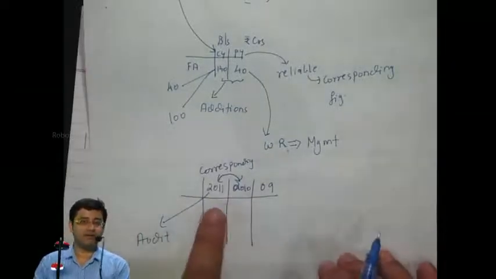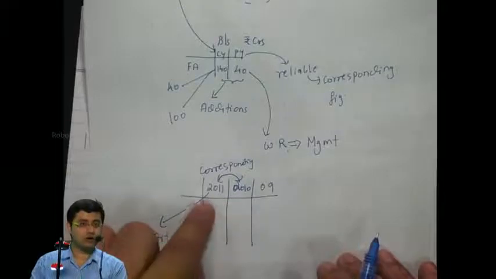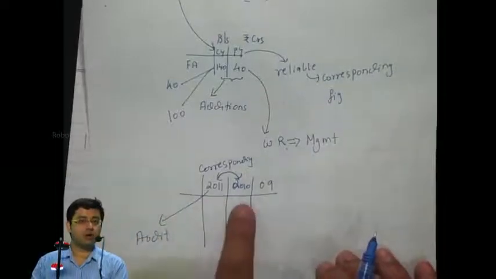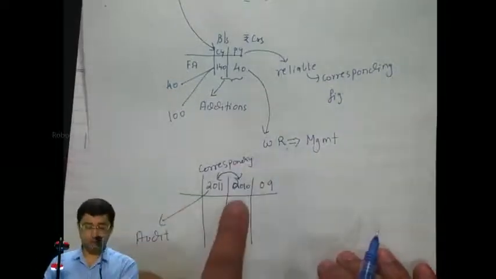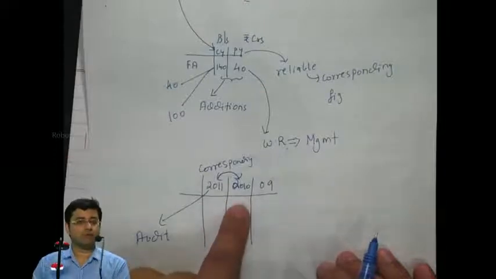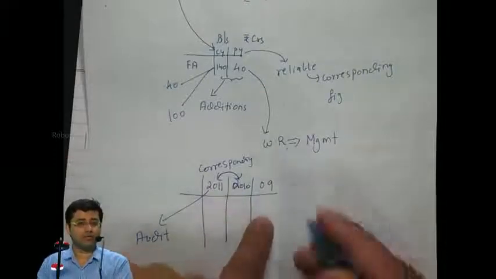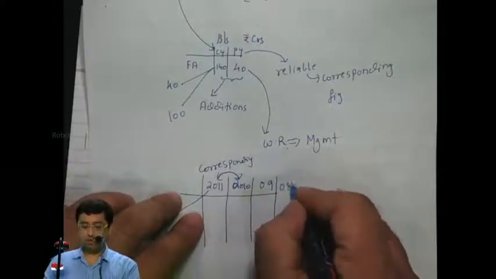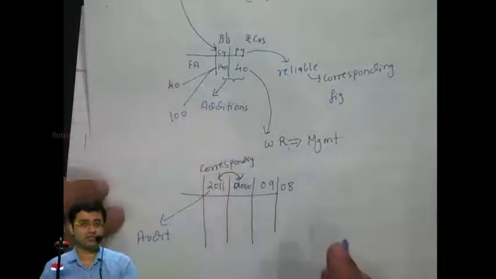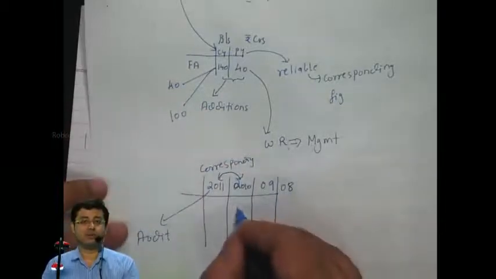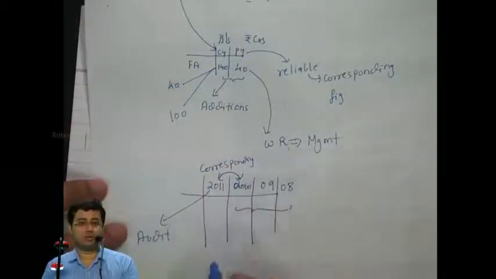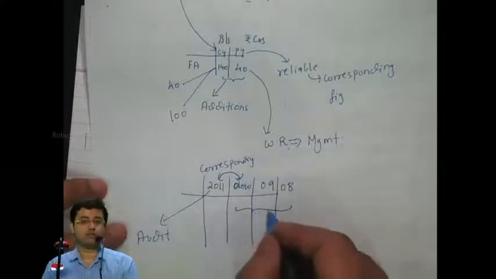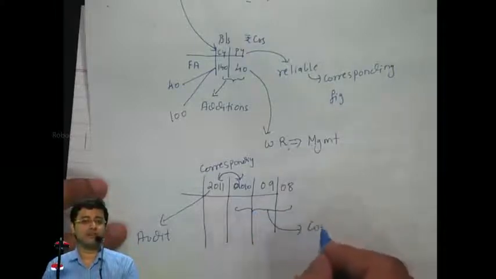Similarly, I am telling you that when you are doing audit for this year, I should also do audit for the corresponding year. Corresponding year means 2010. When I am doing audit for 2010, I will also make sure that some period like 2009, 2008, I should also try to check. Why am I checking all this? Because I just want to make sure that these 3 years or these 4 years, I can take one more year also, the consistency is maintained.